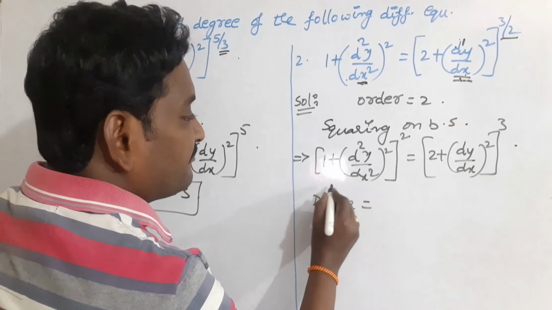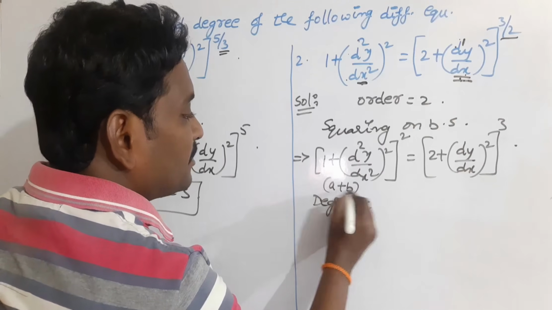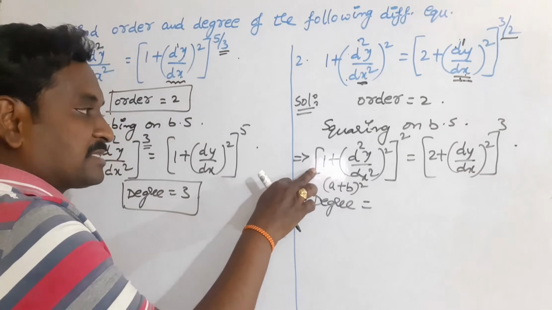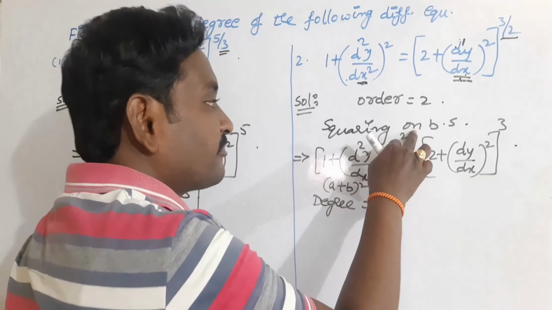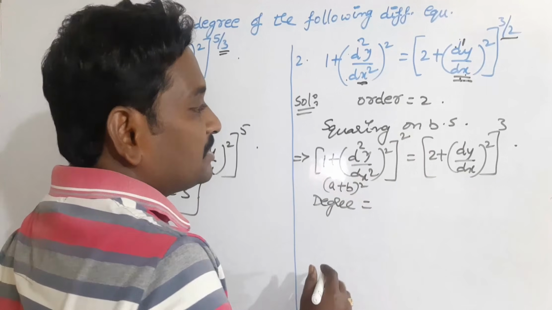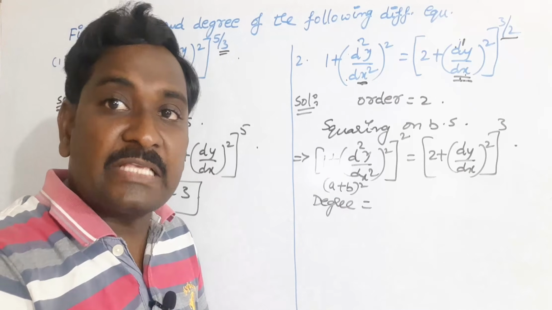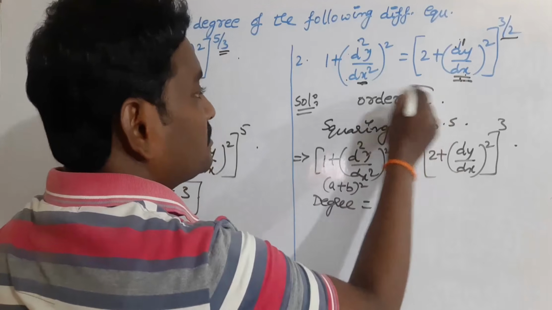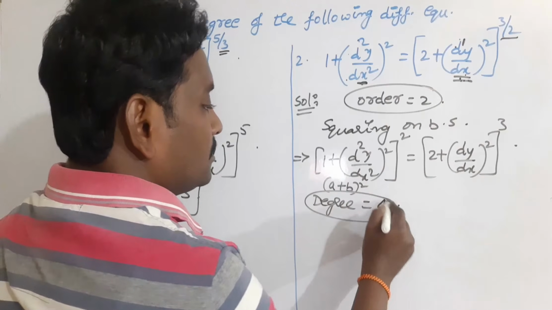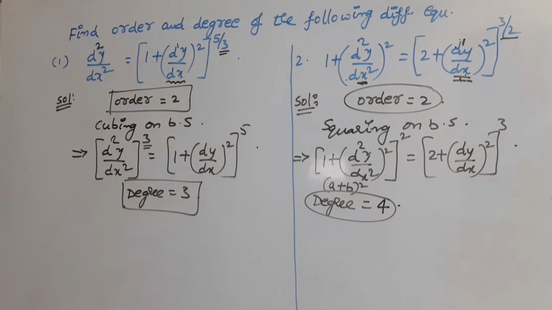So clearly what is degree here? By expanding the left hand side by using the a plus b whole square formula, it is 1 square plus d square y by dx square whole square. So it would be 4. So that's why power of highest derivative is 4. So degree is equal to 4. Order is 2 and degree is 4. So I will give some more examples now.